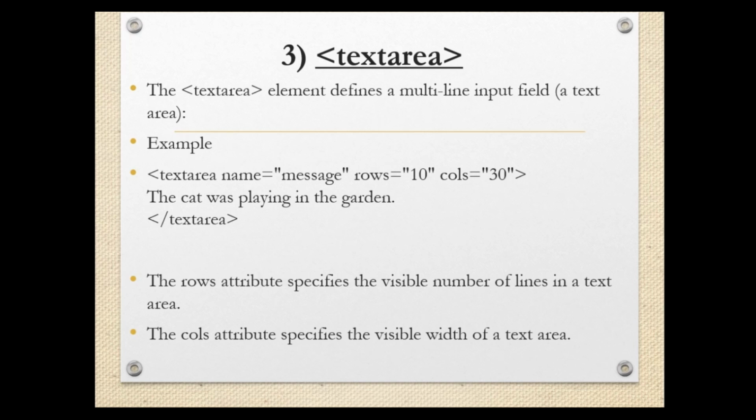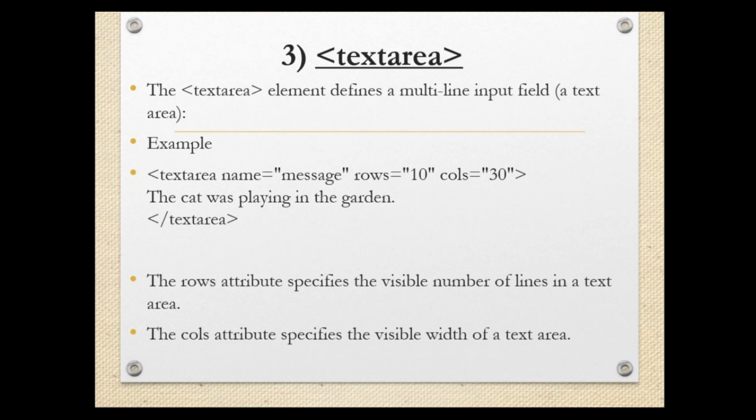Third one we have, that is text area. The text area element defines a multi-line input field. For example, as you can see on the screen, textarea tag name equal to message, rows equal to 10 and columns equal to 30. So basically this text area will contain 10 rows and 30 columns.